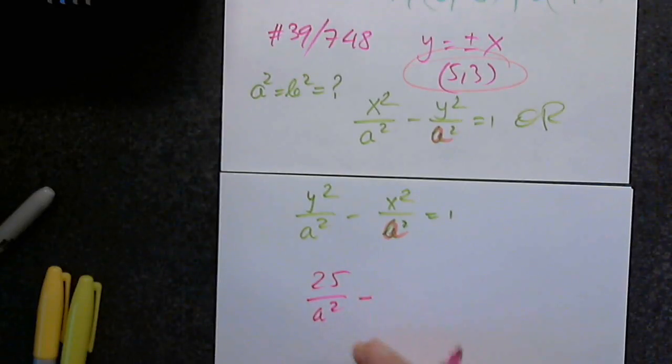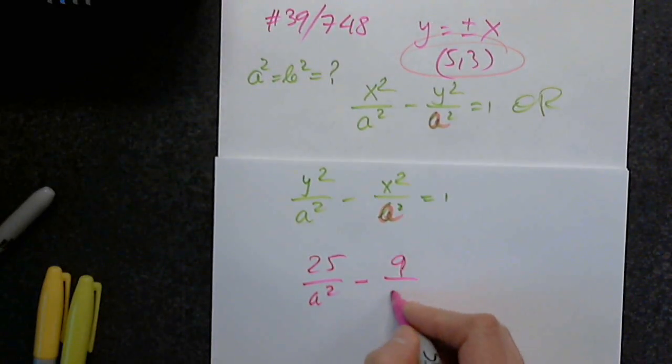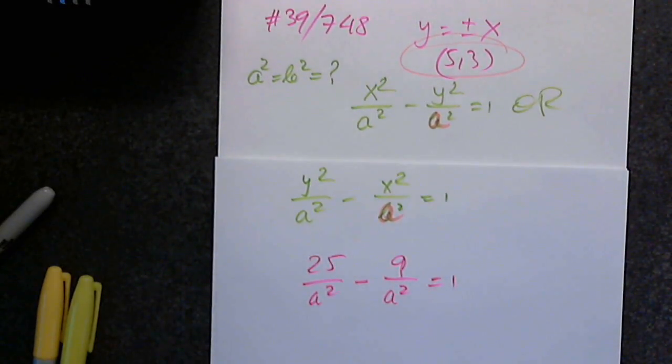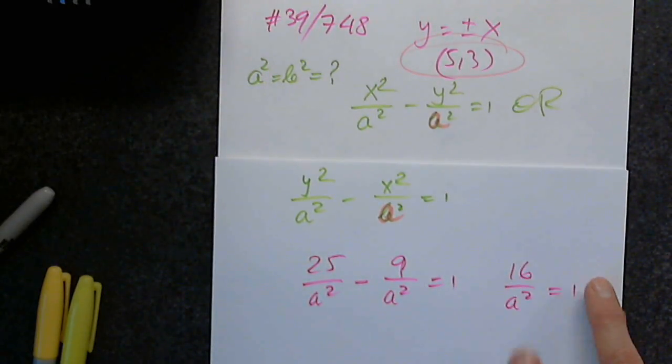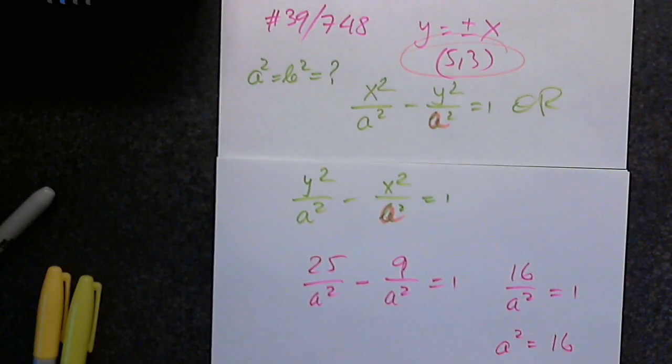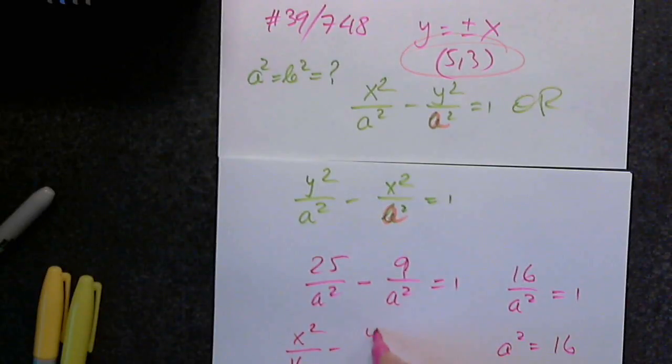25 over a squared minus 9 over a squared equals 1. I know I'm on the right track, because 25 minus 9 will be 16. So this is 16 over a squared equals 1. Two fractions are equal, and one of them is 1. So how much is a squared? 16. And I'm done. So it is x squared over 16 minus y squared over 16 equals 1.